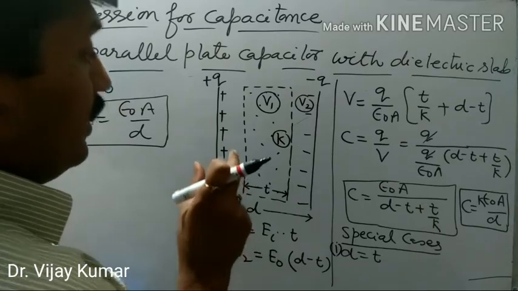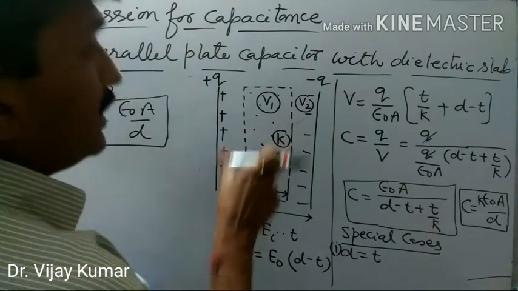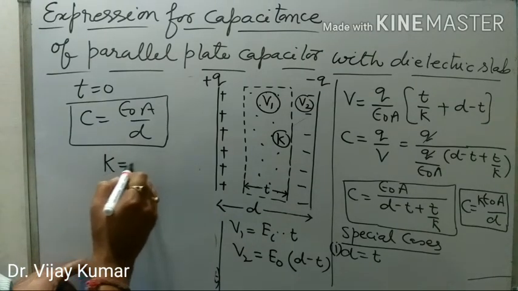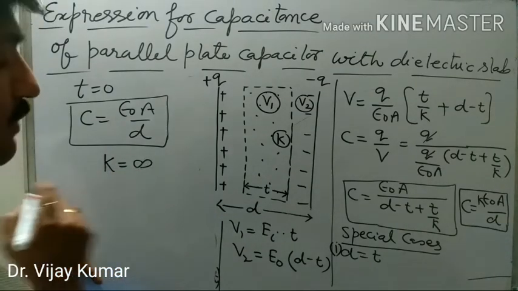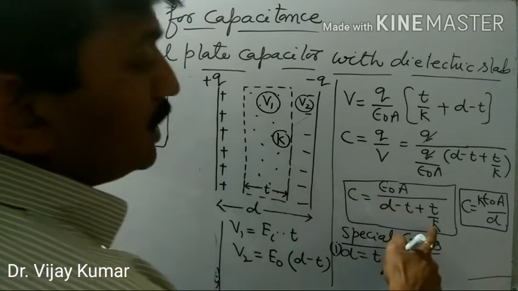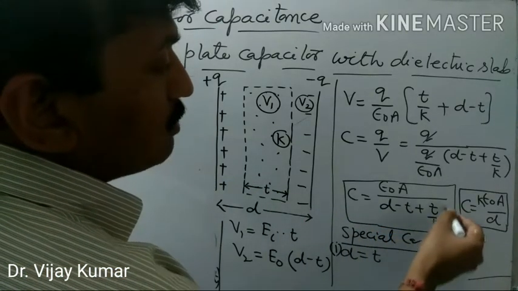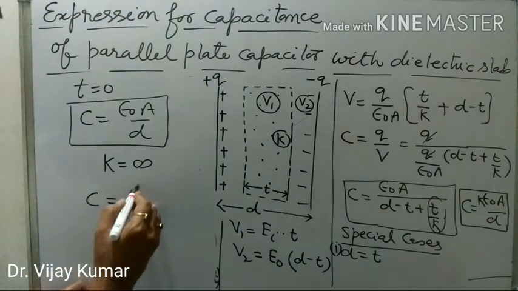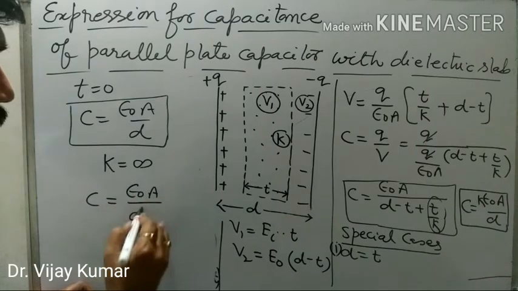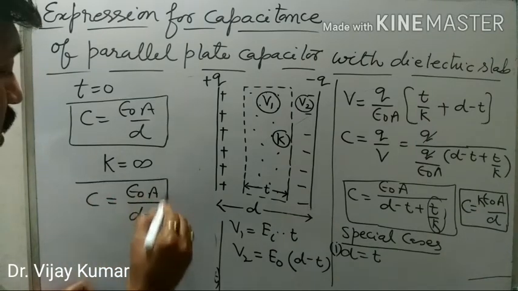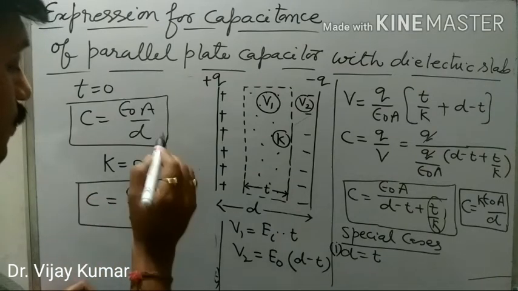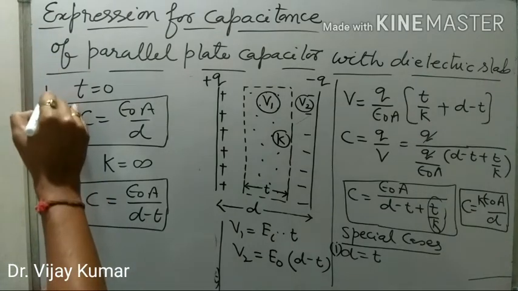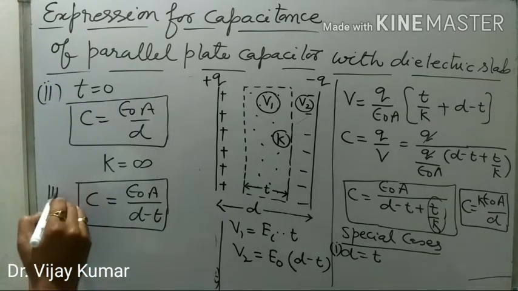Now, if we fill conducting material in between the plates, we know that the dielectric constant of a conducting material is infinity. If the value of K is infinity, then this part, T upon infinity, becomes 0, and the capacitance of the capacitor becomes epsilon naught A upon (D minus T), in case we fill the conducting material in between the plates. This is the third case.